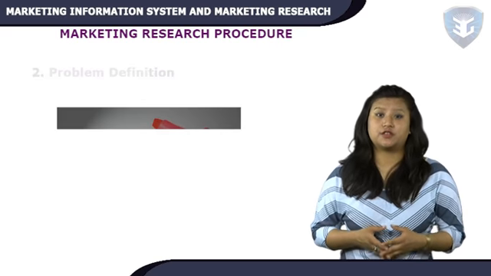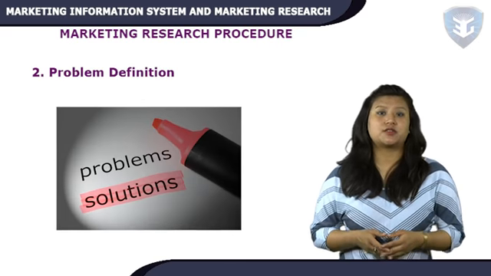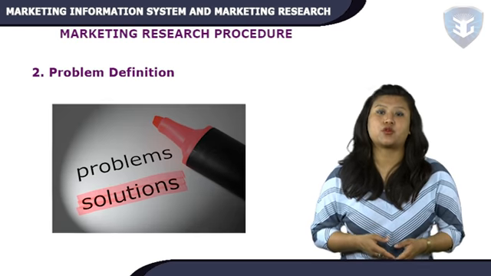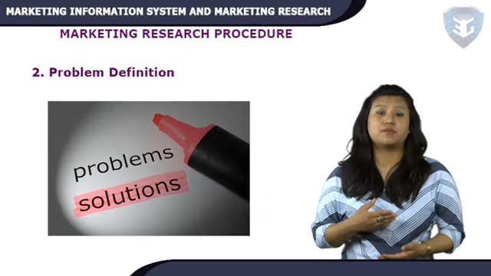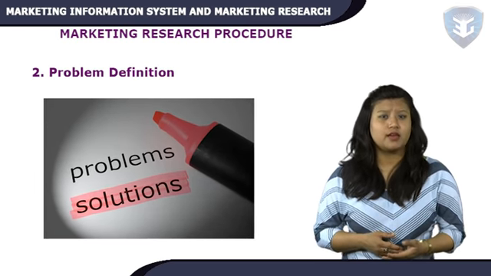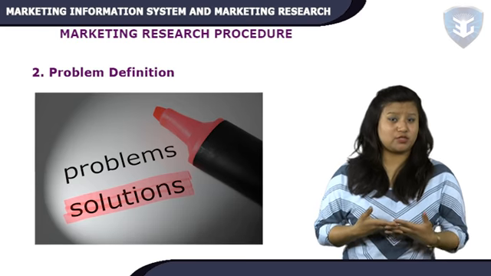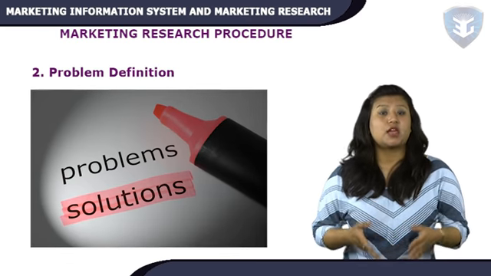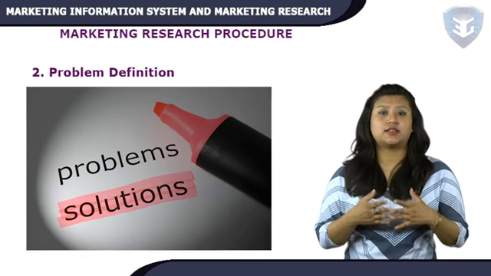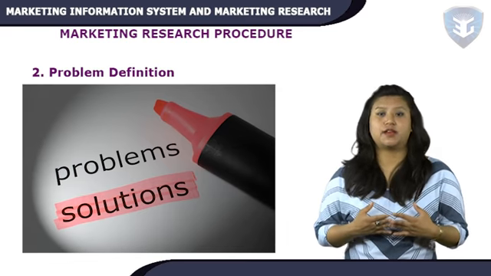The problem definition. The second step in a marketing research process is to define the problem. In this stage, the researcher must understand the problem correctly. They must find out the scope of the problem, the type of information needed, etc. If the problem is not defined properly, then it will result in waste of time, money, and resources.